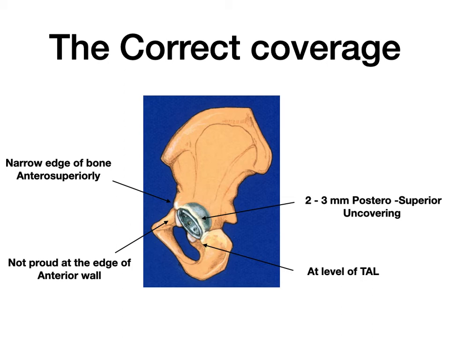So this will prevent the impingement of the iliopsoas. This will suggest your version is correct. These two positionings will suggest that our inclination is correct.